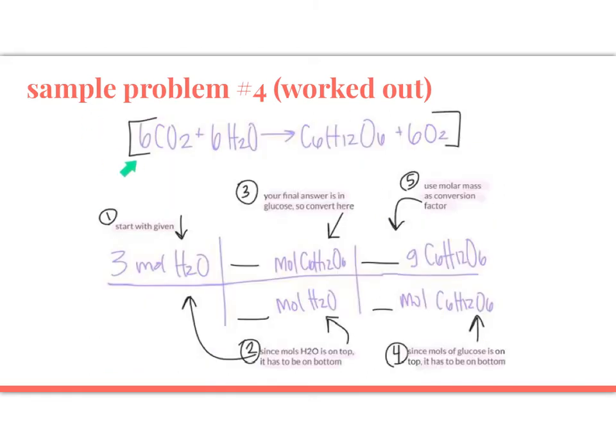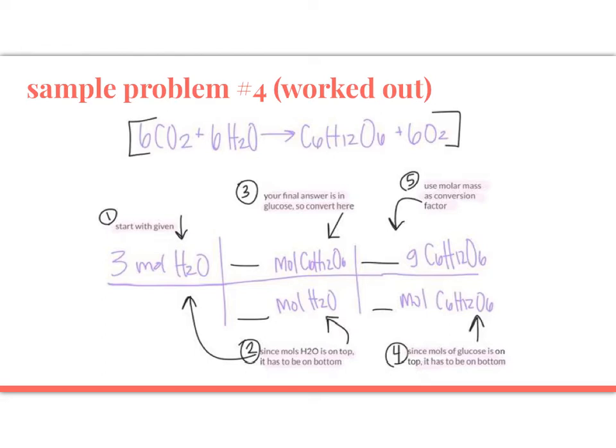Okay, so I just carried the balanced equation over. We're going to start with our given, which is 3 moles of H2O. If we have moles of H2O on top, what do we have on bottom? Moles of H2O. And then we have to think about what we're trying to get to. We start off with moles of H2O, and we're trying to get to grams of glucose. Can we go from moles of H2O to grams of glucose? No, because we're measuring two completely different molecules. So from moles of H2O, we have to go to moles of glucose, C6H12O6.